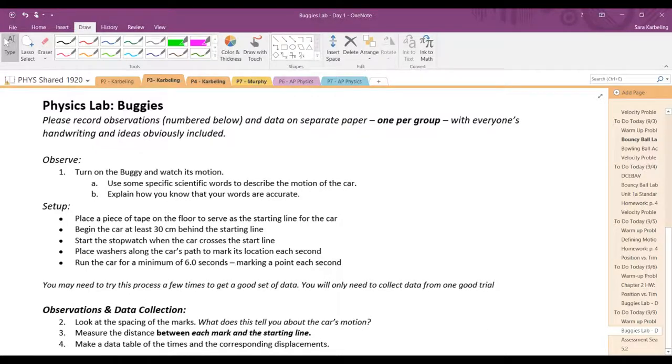As a lab group, I'm going to ask you to do question 1 and then go ahead and start your setup. It does say here, and you'll pick this up in just a minute, to place a piece of tape on the floor. There's a lot of tape already on the floor, so you probably don't need more tape. If you don't find a piece of tape, let me know and we'll get you a piece, okay? You're going to use a stopwatch and some little washers to make this happen, okay?